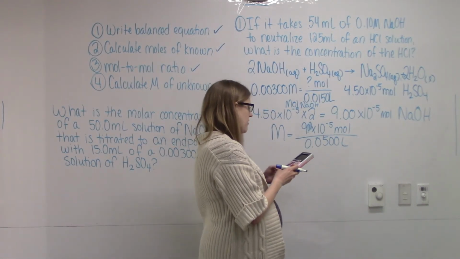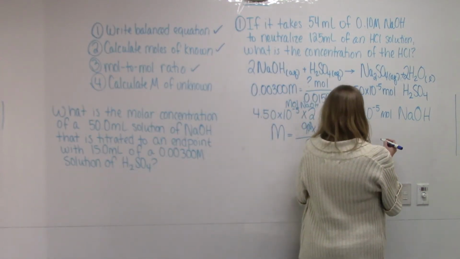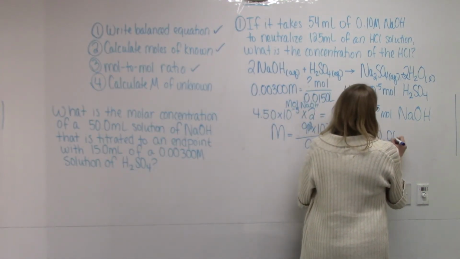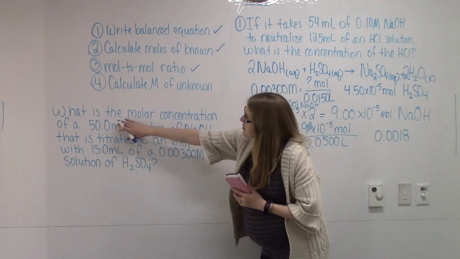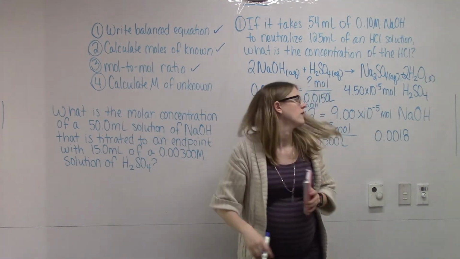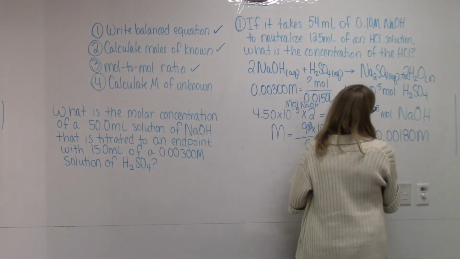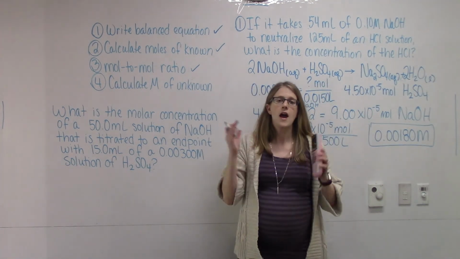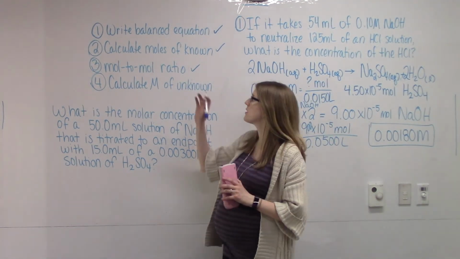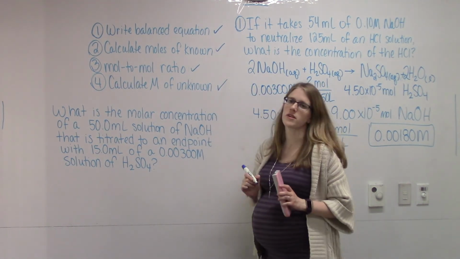Okay, let's go ahead and do that. Divided by 0.05, and I get 0.0018 molar. And let's look at sig figs. There you have it. Those are how to calculate titrations. Please do not forget these 4 steps, and this is how I want to see your work done.